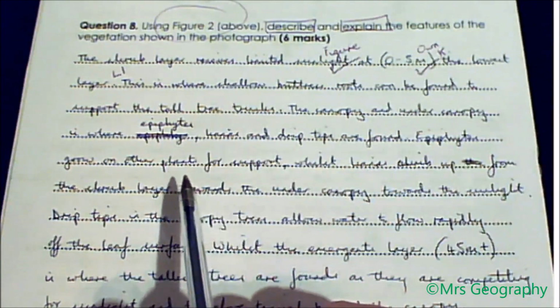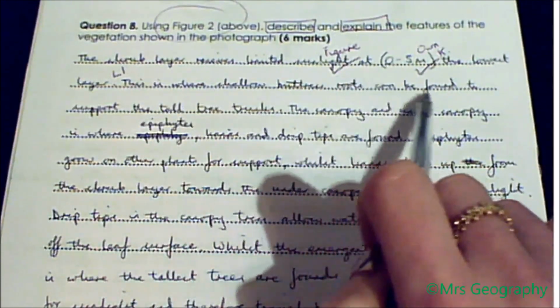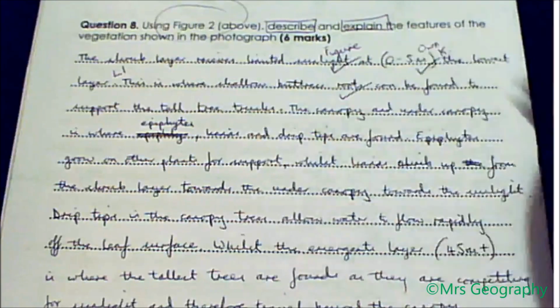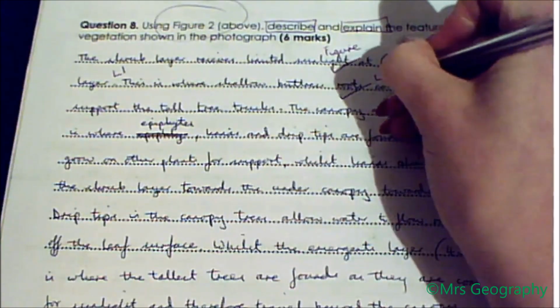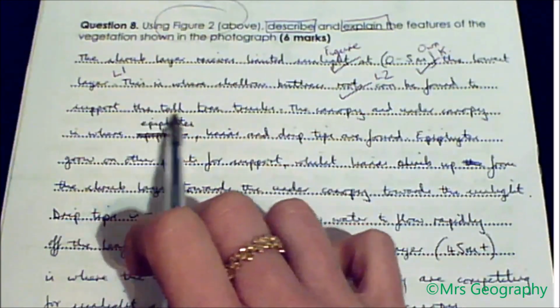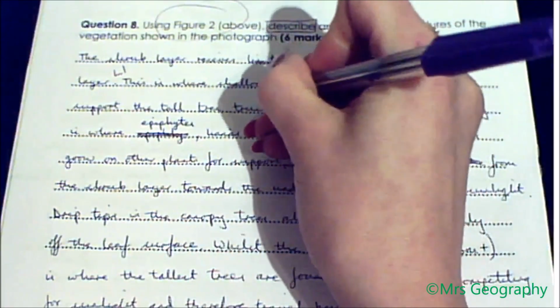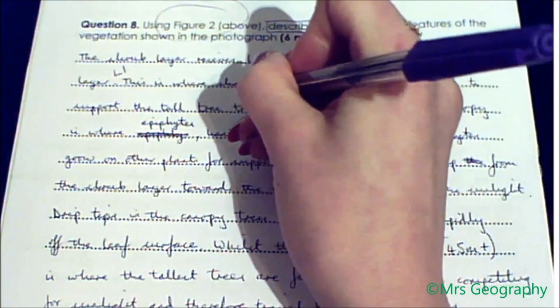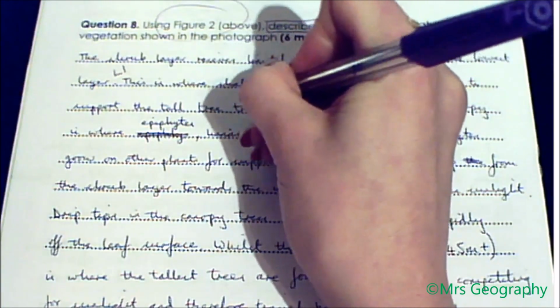In order to get more detail, they've then gone on to say this is where shallow buttress roots can be found, so they've linked in vegetation and linked it back to the figure, so that would be level 2. And then they've said that it is to support the tall tree trunks. So they've actually expanded that even more. So that would be a level 3, a detailed answer.